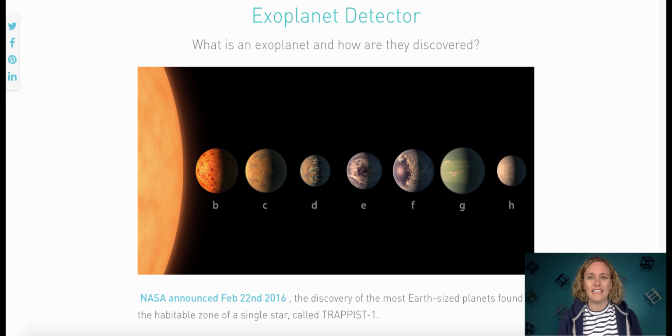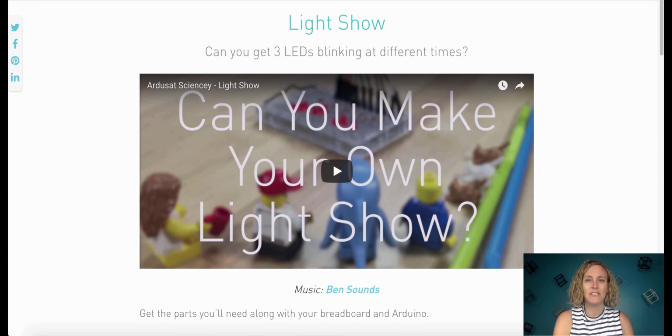In Exoplanet Detector, the students wire up the luminosity sensor and collect data and use a model to determine how scientists discover exoplanets. In the experiment titled Light Show, the students wire up 3 LEDs and then they manipulate a pre-written Arduino sketch to create their very own light show.